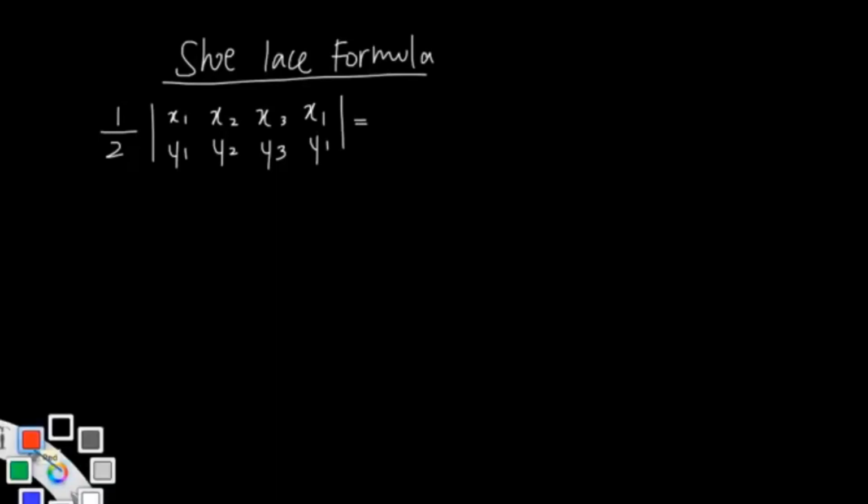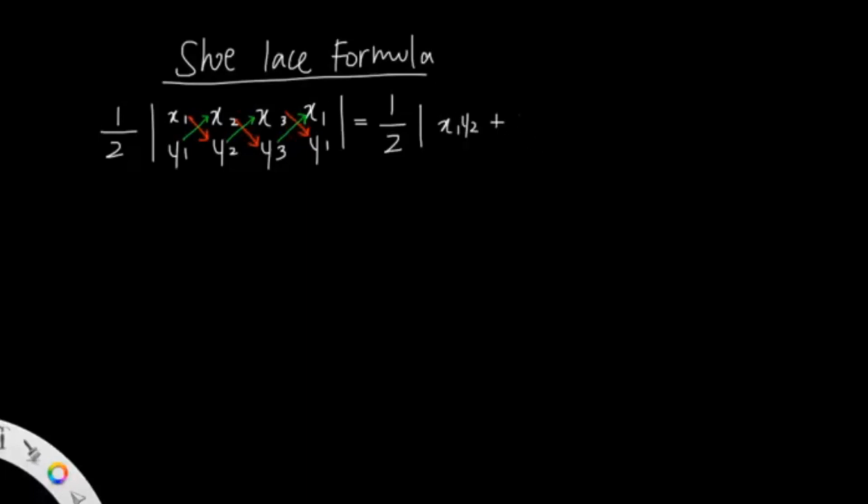and when you expand it, you would do x1 times y2, x2 times y3, and x3 times y1. The red colors, when you multiply them, you get a positive product, but when you multiply the green, you would get a negative. So x1 y2 plus x2 y3 plus x3 y1 minus x2 y1 minus x3 y2 minus x1 y3.